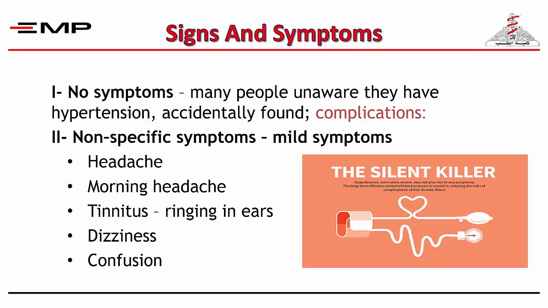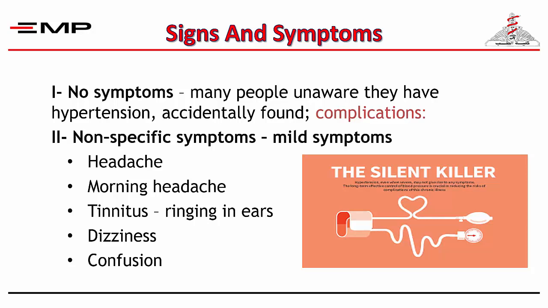Regarding signs and symptoms of hypertension, many people are unaware that they have hypertension, and in many cases it's accidentally discovered by its complications or by incidental measurement of blood pressure. That's why systemic hypertension is sometimes called the silent killer.